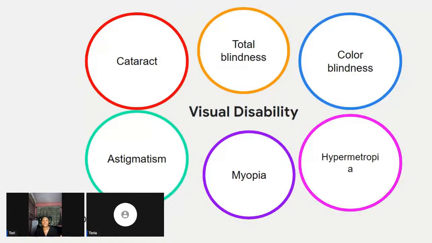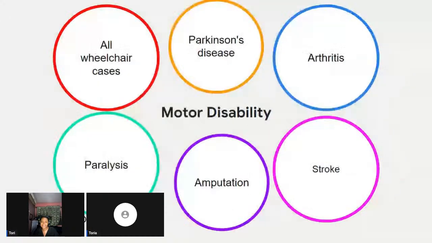I know not everyone who wears glasses wants to admit that they have a disability, because not everyone identifies as someone with disability, but it is a disability, right? Motor disabilities: wheelchair users, Parkinson's disease, arthritis, paralysis, amputation, stroke, whatever it is that limits someone from using either or the four of their limbs, right?